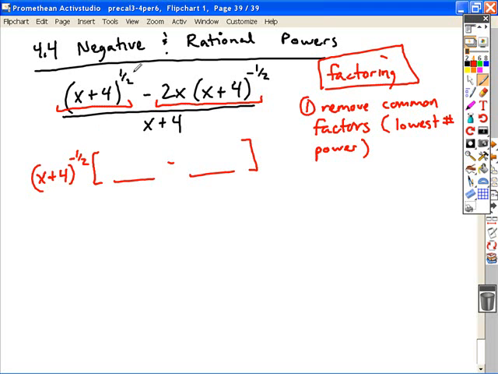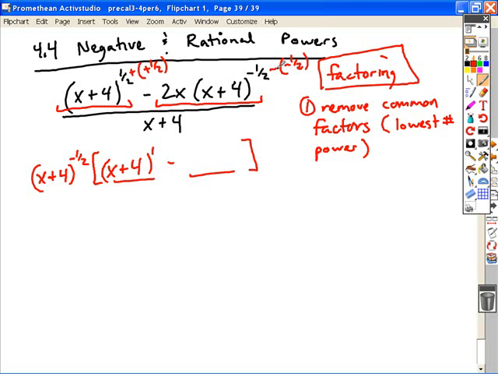Because factoring means you're dividing it out. So when you divide this out, we're going to take this power that we removed, and subtract it from what was originally in the power. So minus a negative 1/2. What's going to happen when you subtract a negative? It's going to add. So what is 1/2 plus 1/2? 1. So in this first group, you get the quantity x plus 4 to the first, which you don't need to write the power there. I'm just writing it to show.